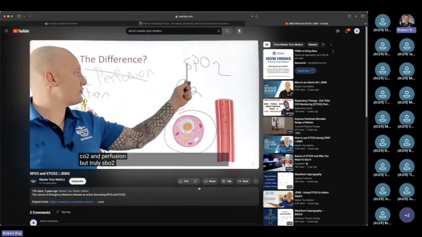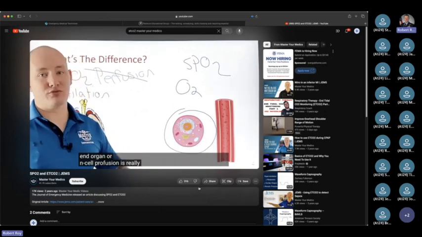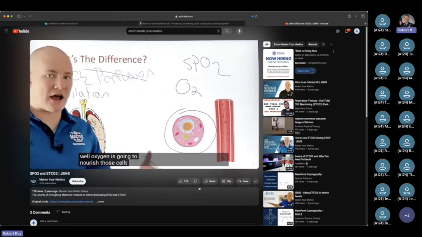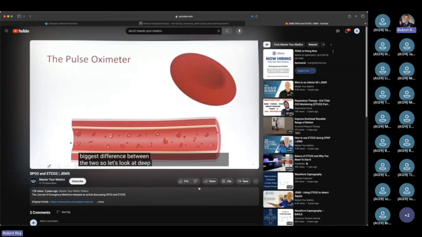Again, like I said, there's some things we can look at with end tidal CO2 and perfusion, but truly SpO2 is going to see how our end organ or end cell perfusion is really doing and how well oxygen is going to nourish those cells. So that's the biggest difference between the two. So let's take a deep dive on that.